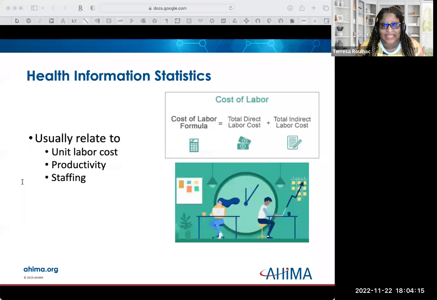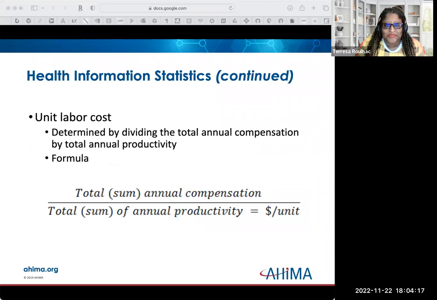I felt like that was a lot. But we also look at our unit labor cost, and you see it's determined by dividing the total annual compensation by total annual productivity. We look at our formula: total sum of your annual compensation divided by total sum of annual productivity equals amount per unit.